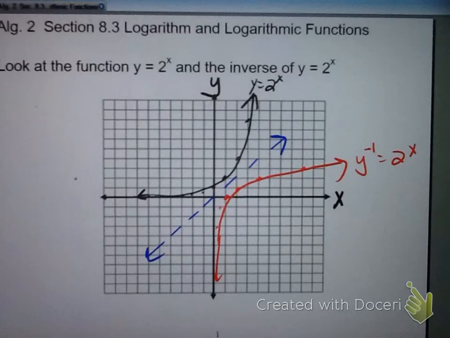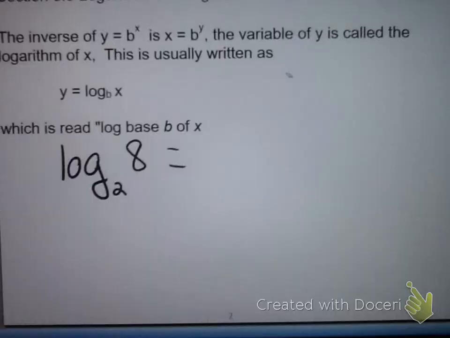Section 8.3 is logarithm and logarithmic functions. If you look at the graph of y equals 2 to the x power, which is in black, the inverse of y equals 2 to the x power is in red, and that's what the graph of the inverse looks like. The inverse of y equals b to the x is x equals b to the y power. The variable y is called the logarithm of x.